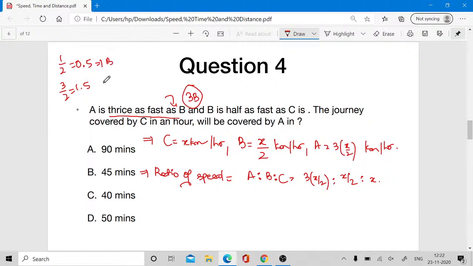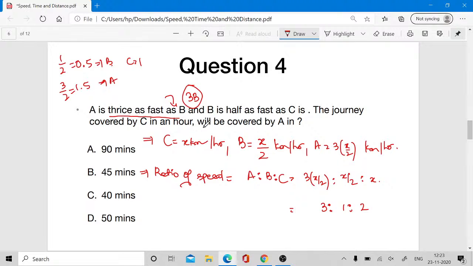So this was actually B, this was actually A, and what is C? C is equal to 1. So you know that this will be twice, and this will be thrice as that is. So this will be 3 is to 1 is to 2, right?